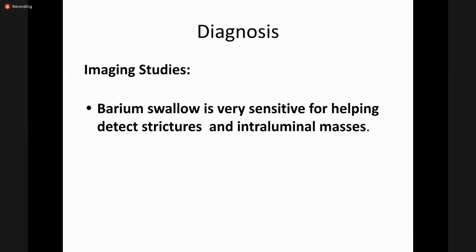How is it diagnosed? Initially, barium swallow can be done. It's very sensitive, and it may detect strictures and intraluminal masses. Barium swallow, you already know, we have discussed it in achalasia: a barium drug is given, and then X-rays are taken, and the pictures come in the X-ray.